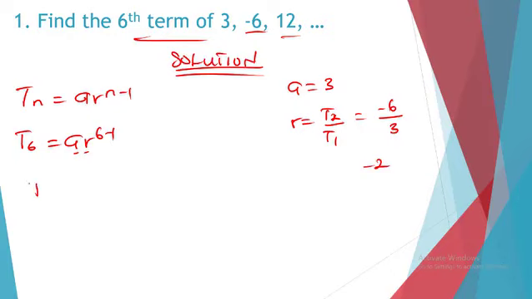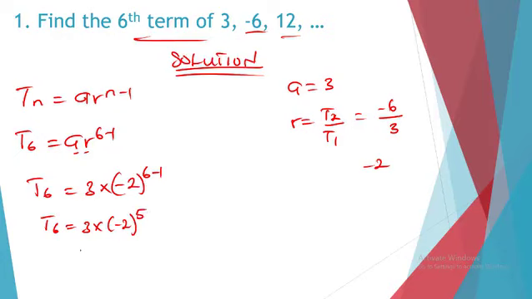Applying the values here, we have T6 to be equal to our A, which is 3, times R, and our R is what? Minus 2, raised to power 6 minus 1. Our T6 will be equal to 3 times minus 2 raised to power 6 minus 1, which will give us 5. And minus 2 raised to power 5 is minus 32. So we have T6 to be equal to 3 times minus 32. And 3 times minus 32 will give us minus 96. And that's our answer. Okay.